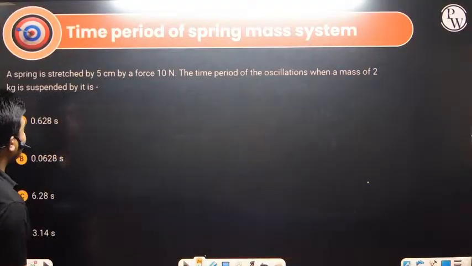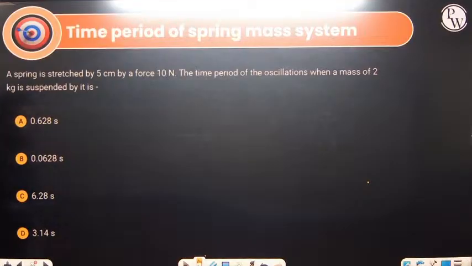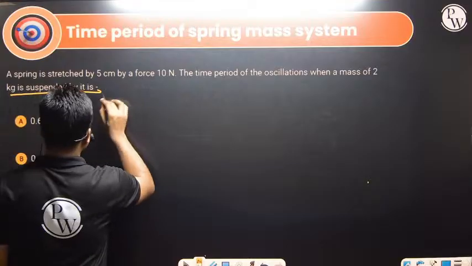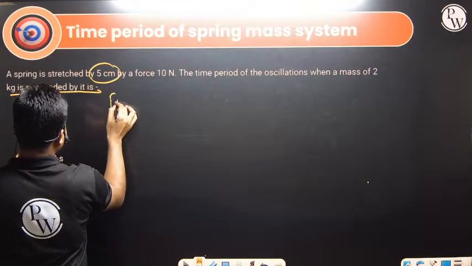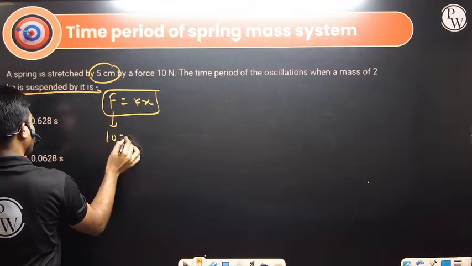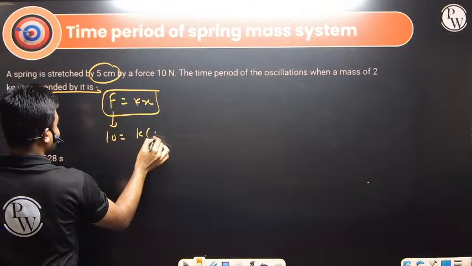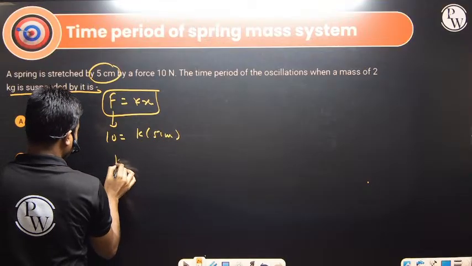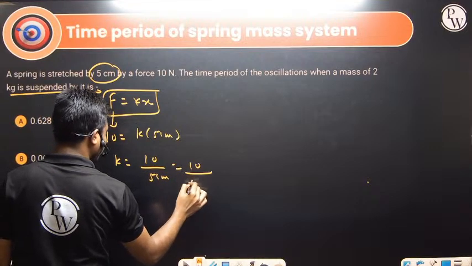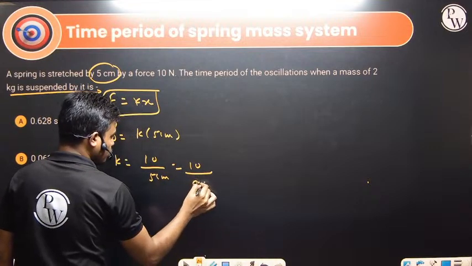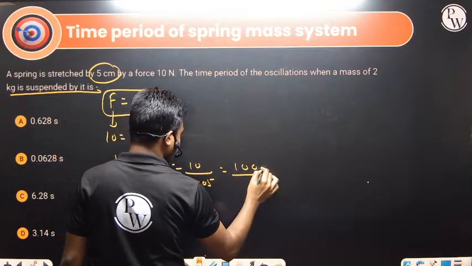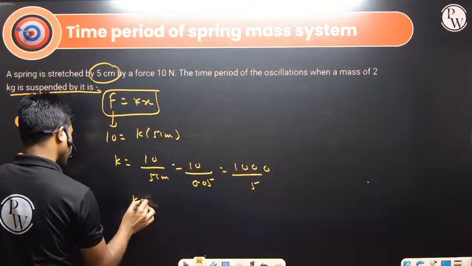The spring is stretched by 5 cm by a force of 10 Newton. The time period of the oscillation when a mass of 2 kg is suspended by it is? So force F equals K into x, we will be using this. The force that we are applying here is 10 Newton. K into x, where x is 5 centimeter. So K is 10 divided by 0.05, which is 1000 divided by 5. The K value we got is 200.